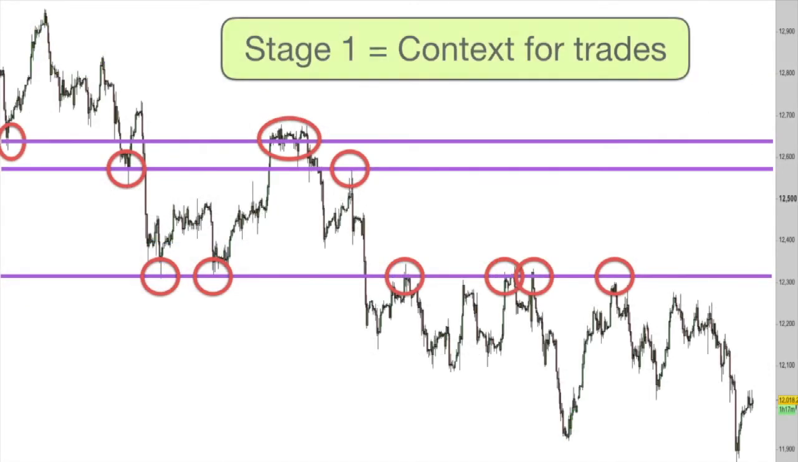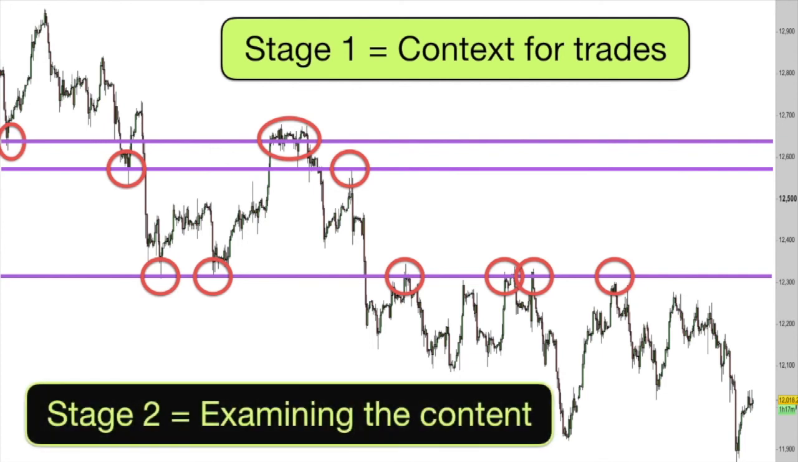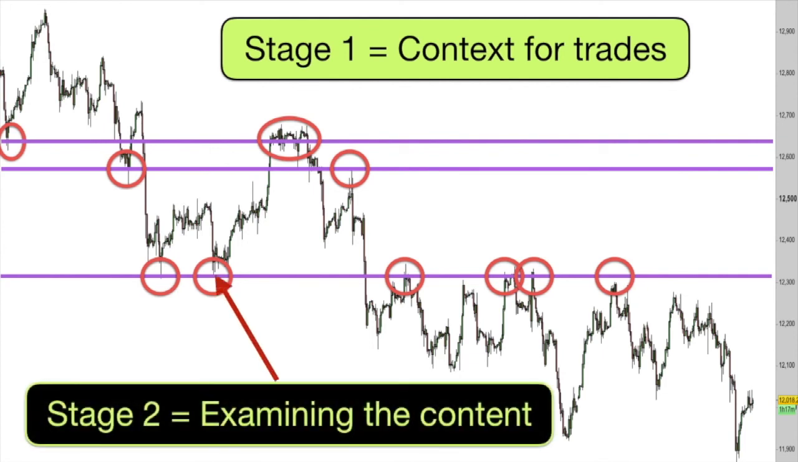context for market prices and context for your trades. Now all we have to do is wait and see how prices react at these levels to pick out the trading opportunities.